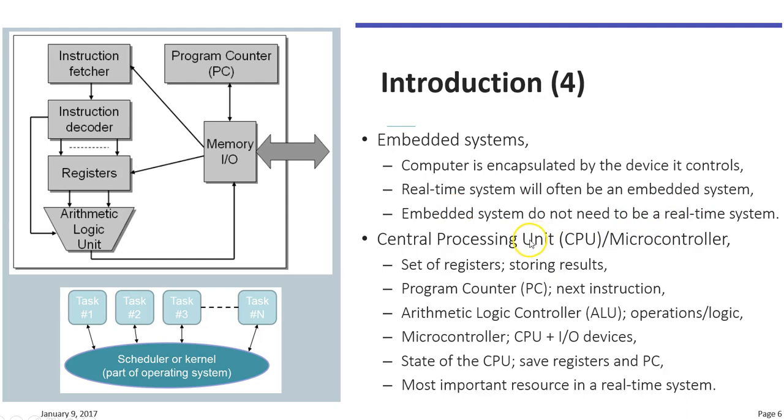The last thing is the CPU. We have been talking about several tasks that are running. They are running in parallel, or it seems to be in parallel, but we have what we call a scheduler that is controlling which task to run and for how long.